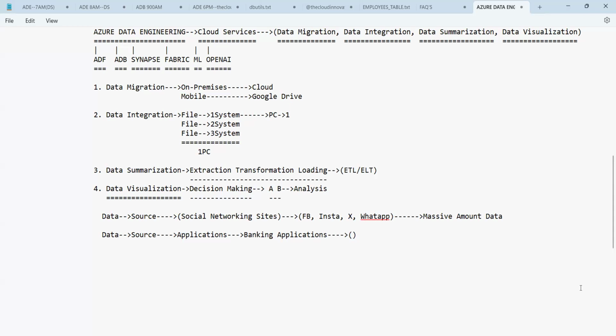So these banking applications also generate what? Yes, they also generate a huge volume of data. That means a very massive amount of data.